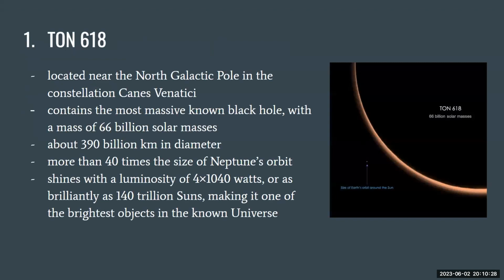The first one is located near the North Galactic Pole in the constellation Canes Venatici, and it contains the most massive known black hole, with a mass of 66 billion solar masses, about 390 billion kilometers in diameter, more than 40 times the size of Neptune's orbit. It shines with a luminosity of 4 times 10^40 watts, as bright as 140 trillion suns, making it one of the brightest objects in the known universe.